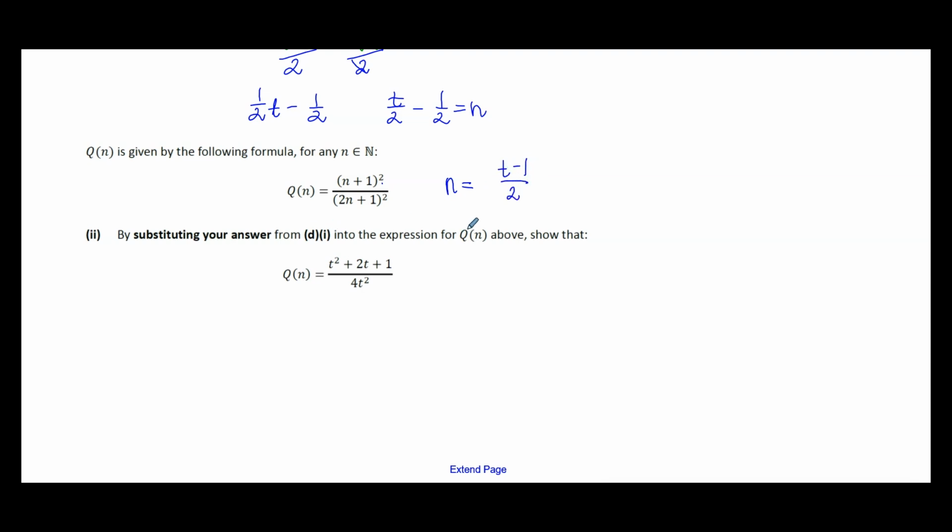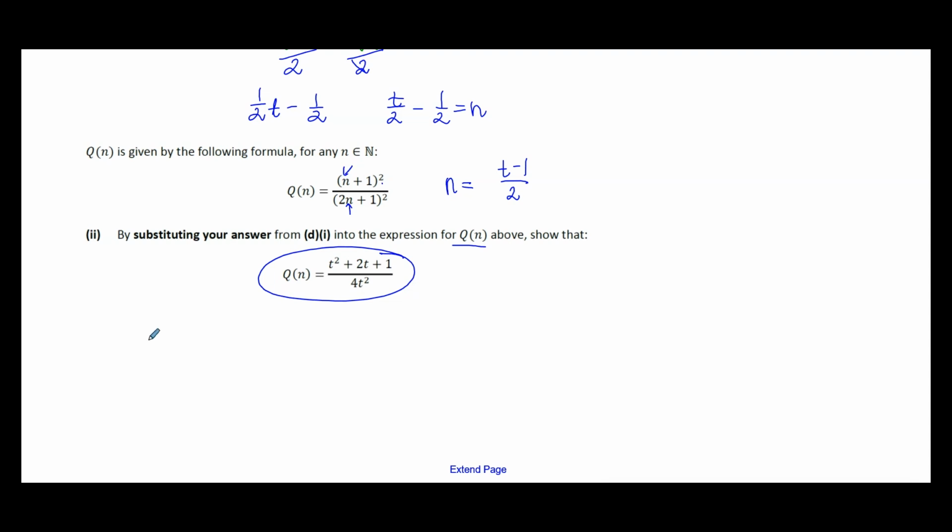So by substituting where? Into the expression of Q of n. So where am I substituting? In place of n. How do I know? Because then I have to arrive at that, and that doesn't have n. So if I replace n with the expression for t, therefore I will have an expression in t. That's why I said it's not really sequence, just algebra. So let's do that. Let's replace that.